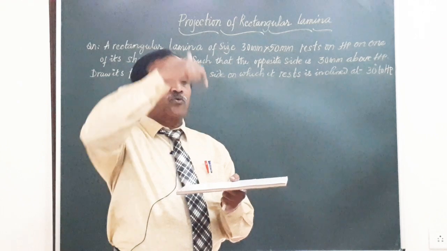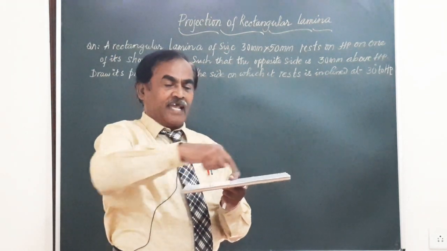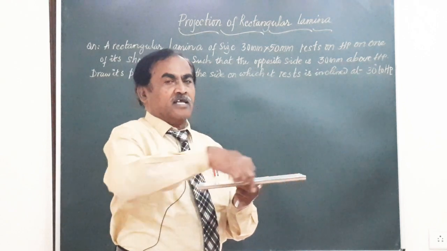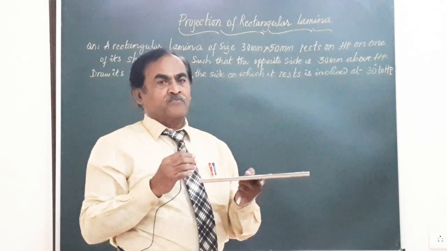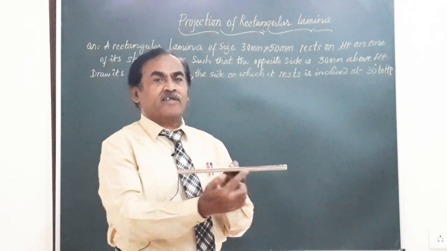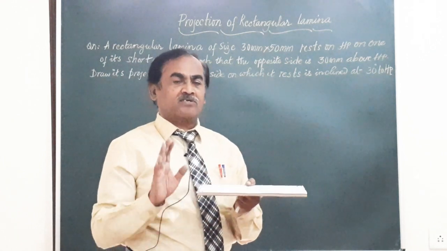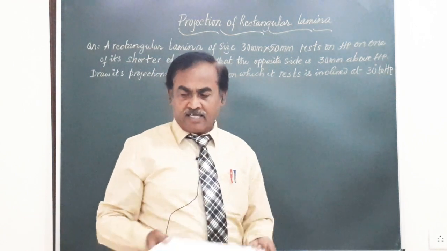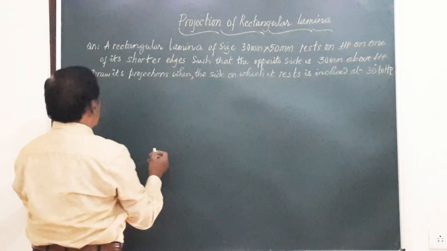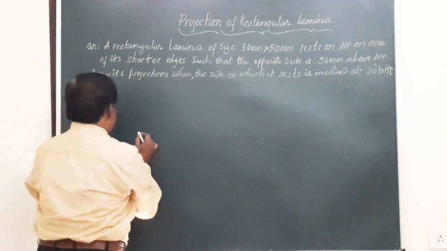So here you are going to get the top view, a rectangle with the shorter edge perpendicular to VP and the longer edges parallel to VP. And the front view is going to be the longer edge, a line on XY, because the lamina is placed on XY other than HP. So let me complete the initial position of the lamina.